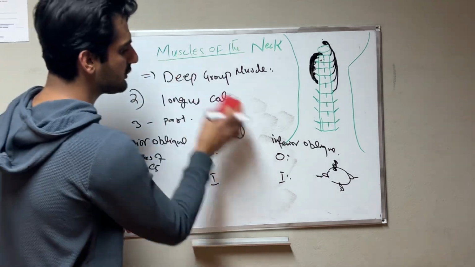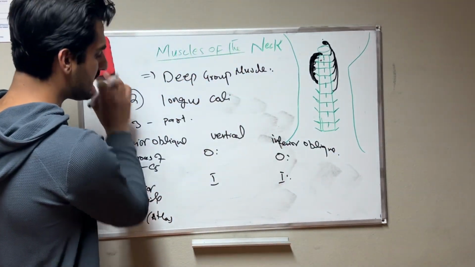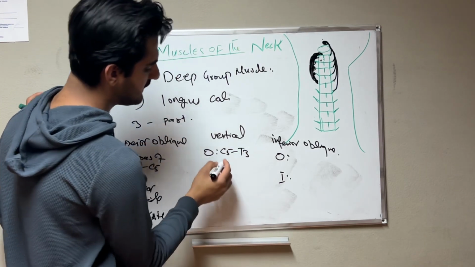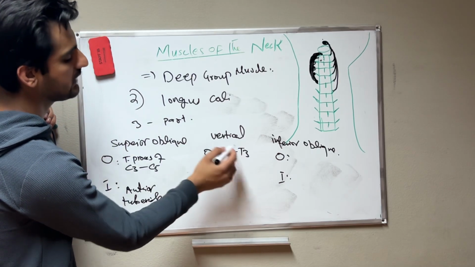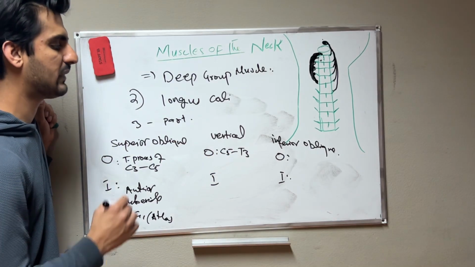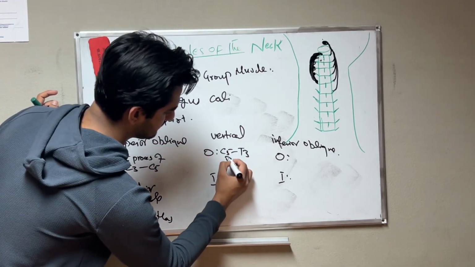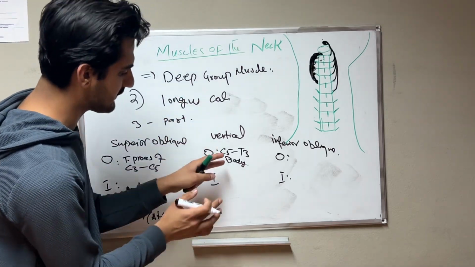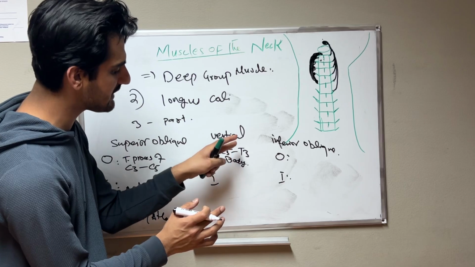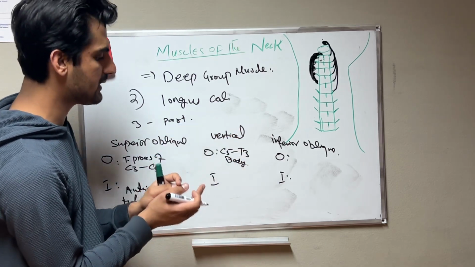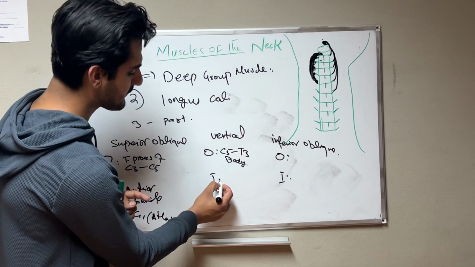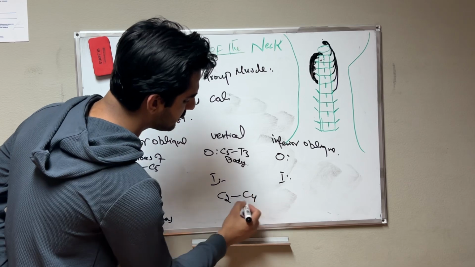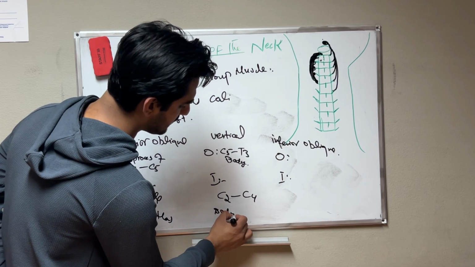Now we will talk about the second, vertical part. The vertical part originates from C5 to T3, meaning the C5 cervical vertebra to the third thoracic vertebra. But what part of the vertebra? The body. It originates from the body of C5 cervical vertebra till the third thoracic vertebra, and is inserted into the bodies of C2 to C4 cervical vertebra.